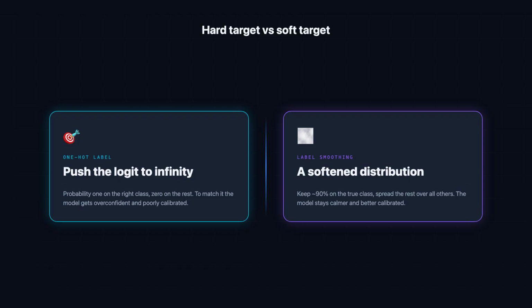We keep most of the probability on the true class, say 90%, and sprinkle the small remainder across every other class. Now, the model has no reason to blow its logits up to infinity, so it stays calmer, generalizes a touch better, and its confidence finally starts tracking how often it's actually right.